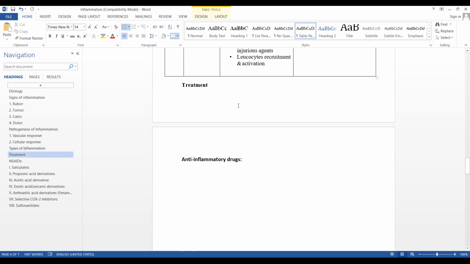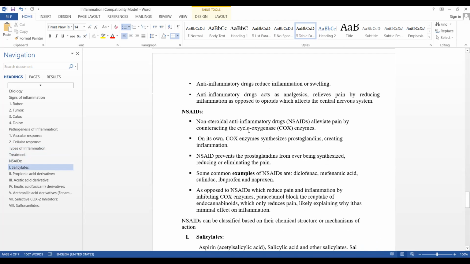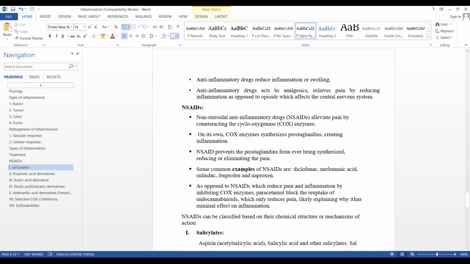Now we are going to see the treatment, that is anti-inflammatory drugs. Anti-inflammatory drugs reduce the inflammation and swelling. They act as analgesics. Analgesic means which relieves the pain, by reducing the inflammation.